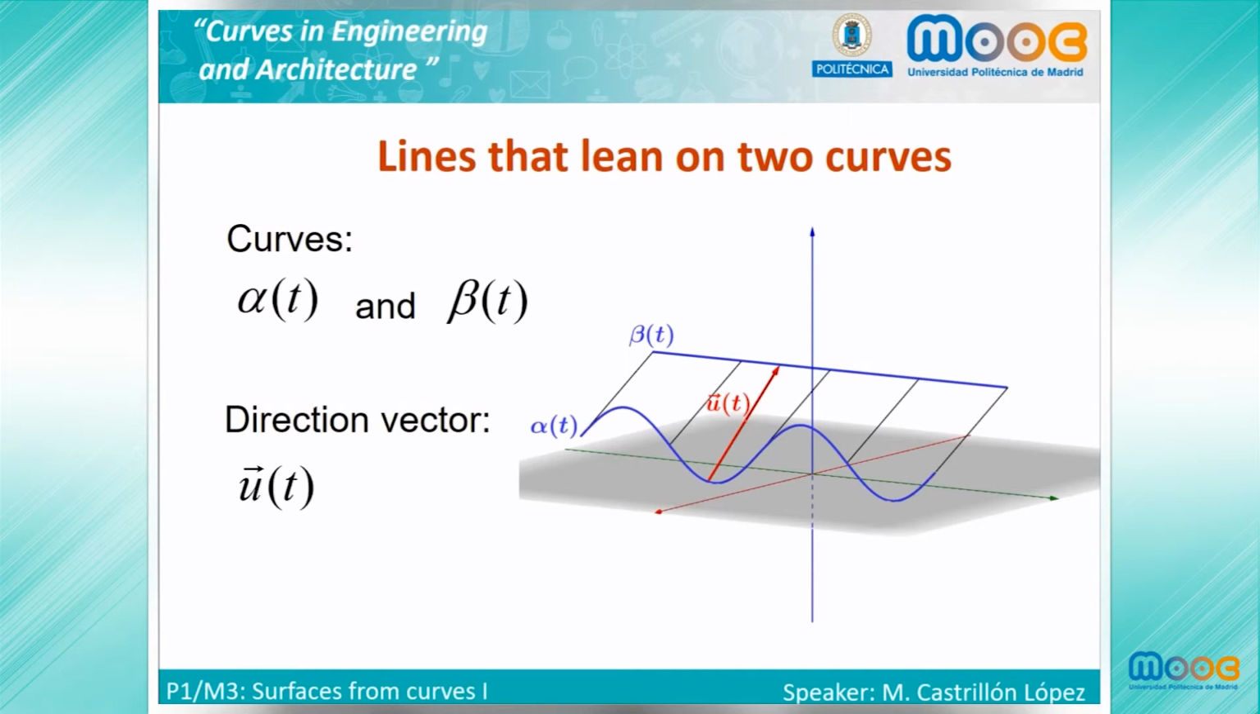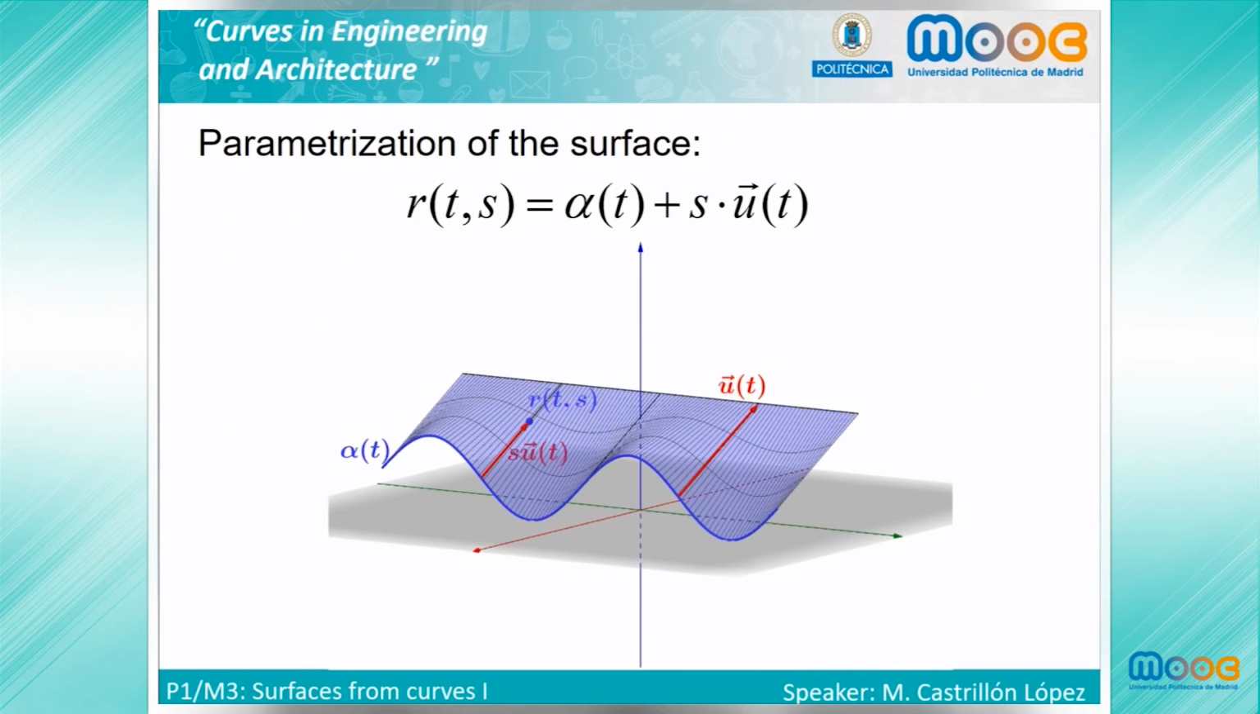For example, on the screen you can see a sketch of the surface obtained by joining points of the curve alpha, which is like a sine, with a straight line beta. And the parametrization of the surface. Note that if s equals 0, we have a point in the curve alpha, and if s equals 1, we have a point in the line beta.